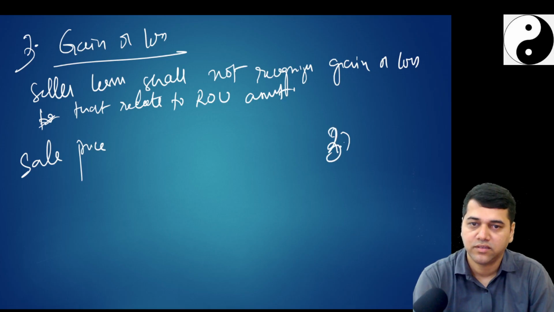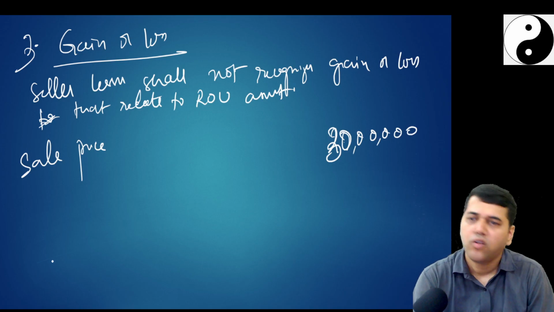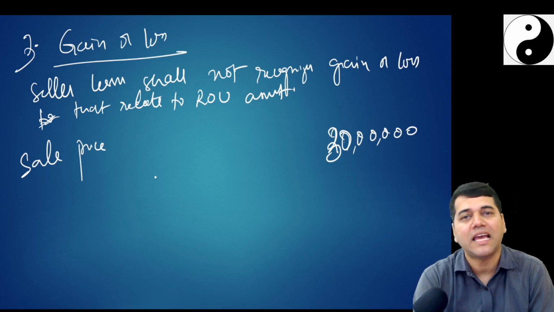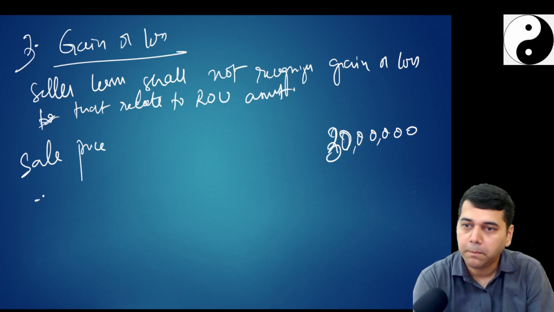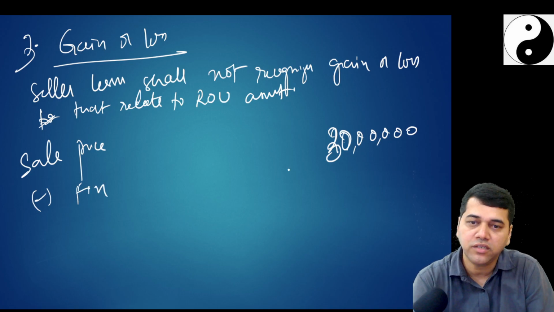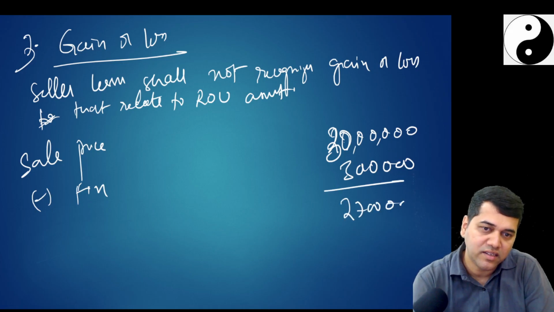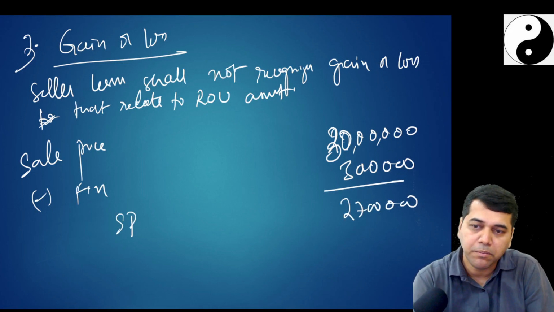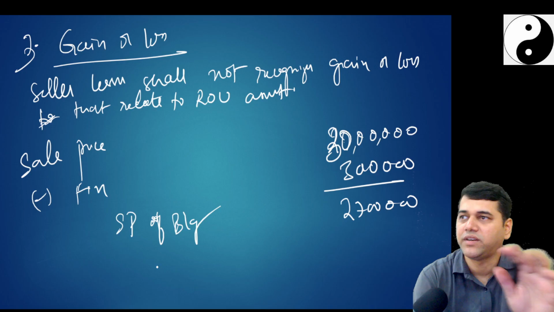30 lakhs. Or you can change it to sale price allocated to building. That also you can do. Minus financing component 3 lakh. This 27 lakh is the sale price of the building or fair value of the building or whatever it is. You can call it by any name.